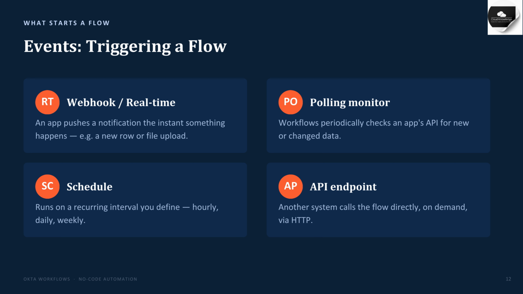So what actually kicks a flow off? 4 trigger types. Webhook, or real-time, an app pushes a notification the instant something happens, like a new row or a file upload. Polling monitor, workflows periodically checks an app's API for new or changed data, instead of waiting to be pushed to. Schedule, runs on a recurring interval you define, hourly, daily, weekly. API endpoint, another system calls the flow directly, on demand, over HTTP. Choosing the right trigger type is really an architecture decision. Real-time feels responsive but depends on the app supporting webhooks, while polling and schedules are more universal but less instant.